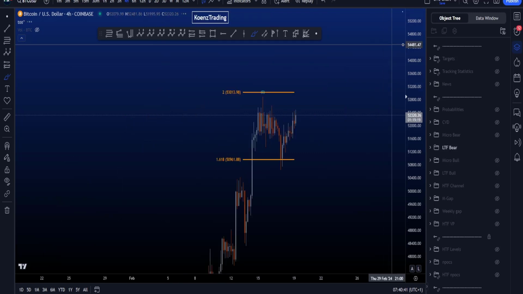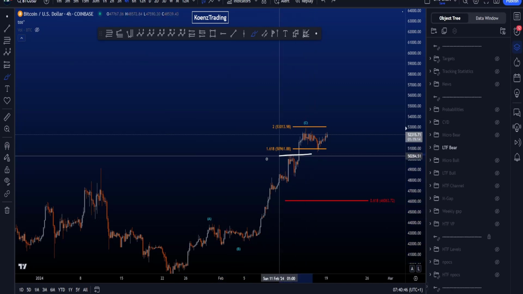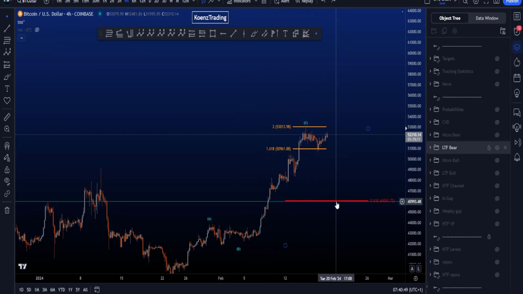In the bearish scenario, we are looking for a 3-wave structure to the upside, A, B, C, currently ranging between the 1.618 and the 2.